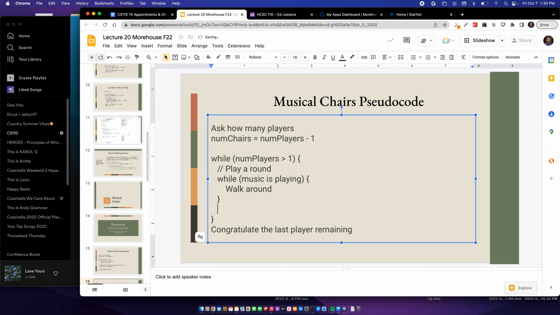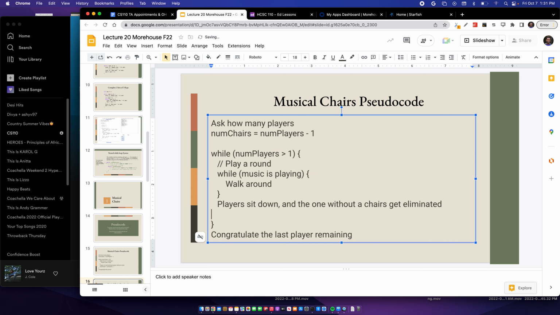So it would just be like players sit down and the one without a chair gets eliminated, right? And so then we would like decrease num players. What would we put here? Yep. Something like that.